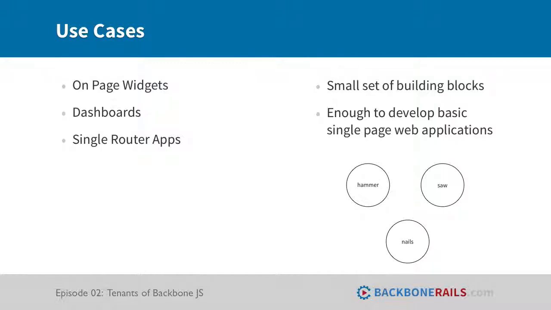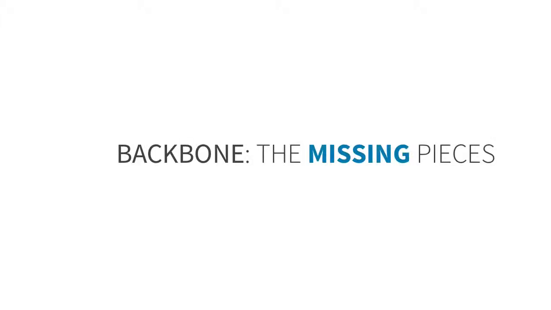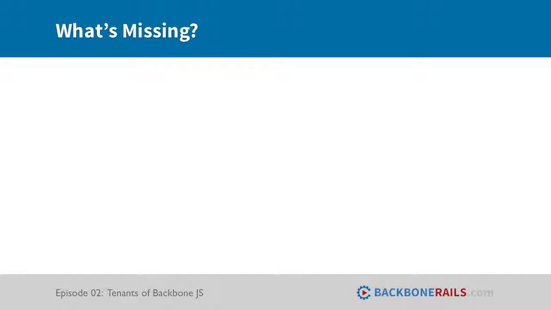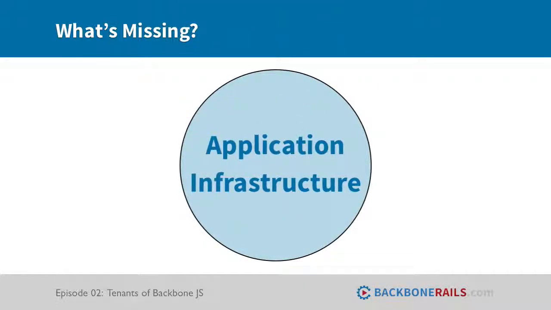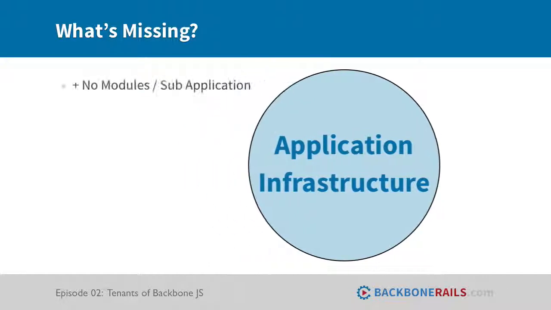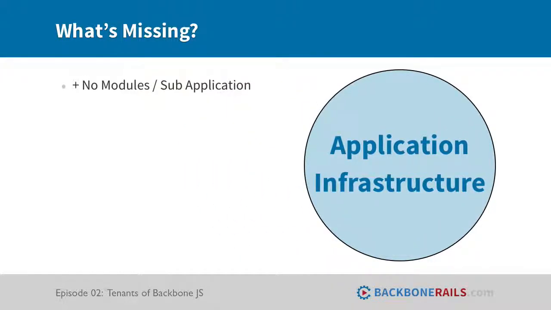But honestly, there are a lot of missing pieces if you're trying to build a fully featured application. So what's missing? For starters, this little guy known as application infrastructure is totally absent. Backbone has no notion of modules, sub-applications, no messaging bus for the components to communicate with other than through model and collection events, and there's little to no encapsulation of responsibilities of components other than what we choose to implement and enforce as the developer.